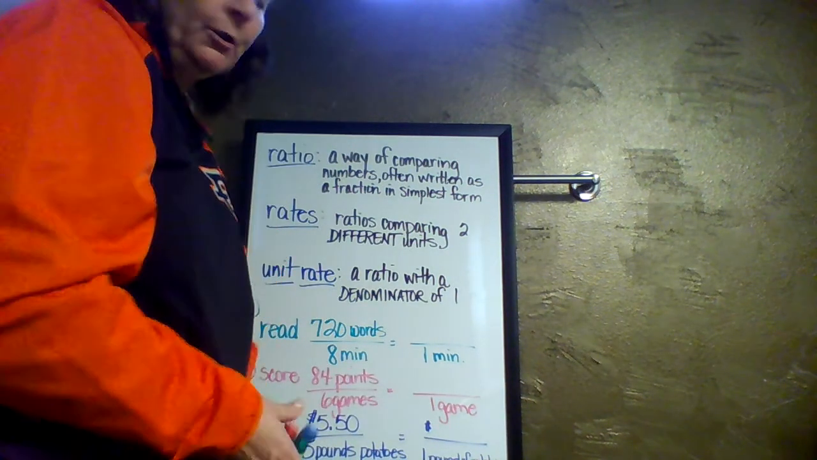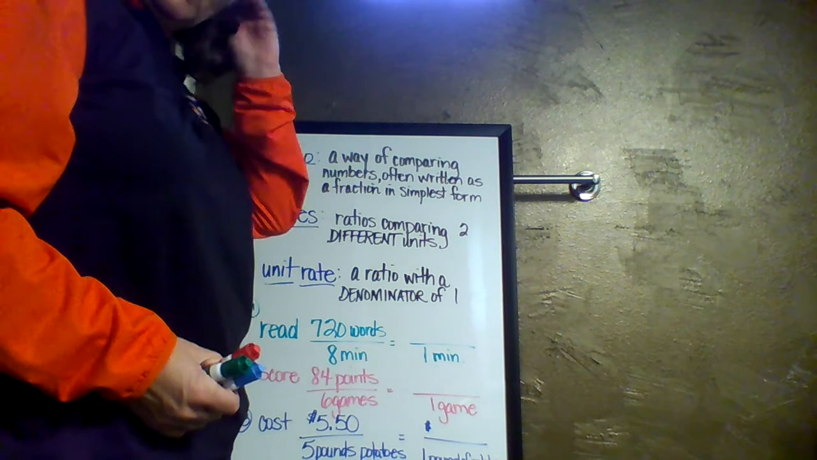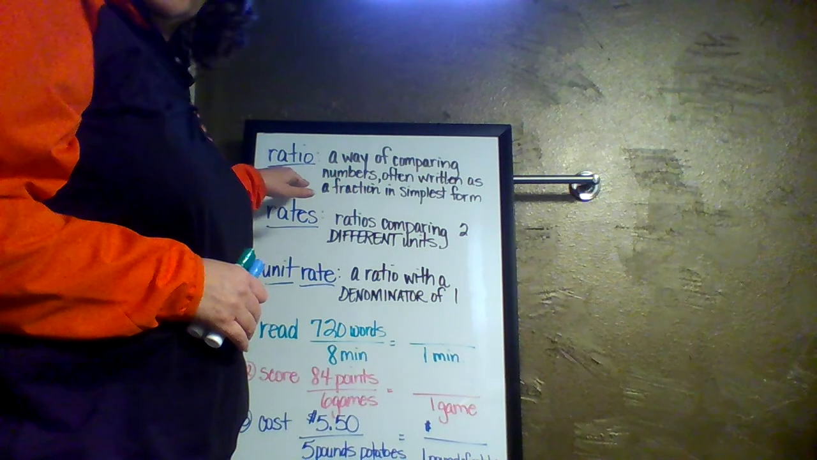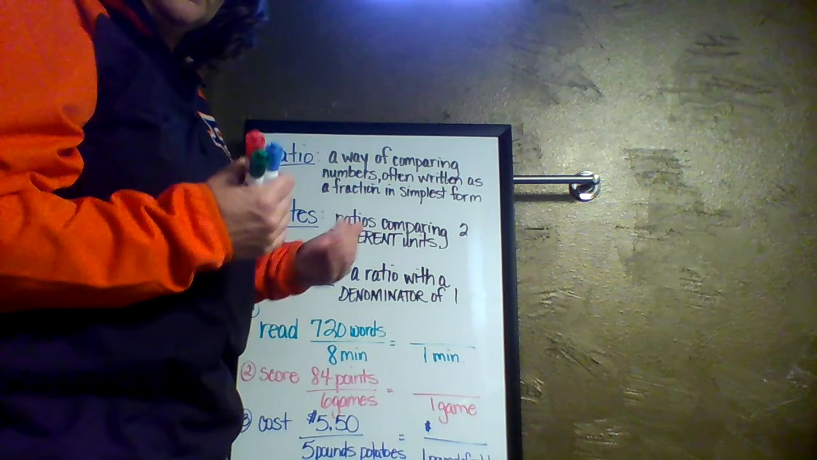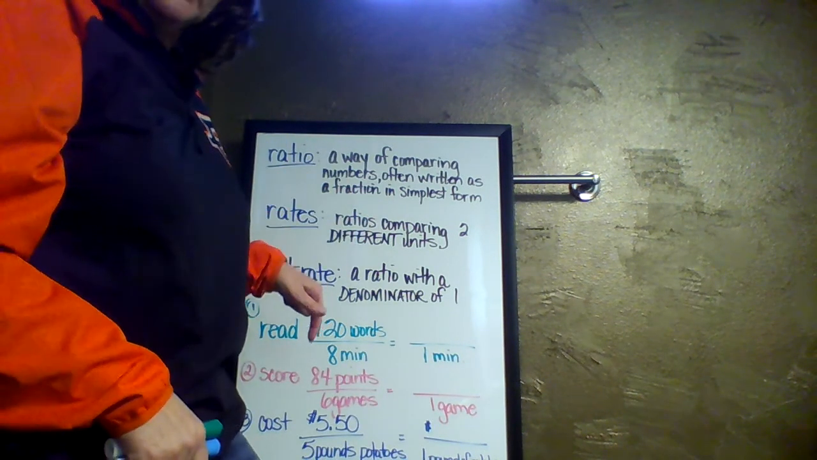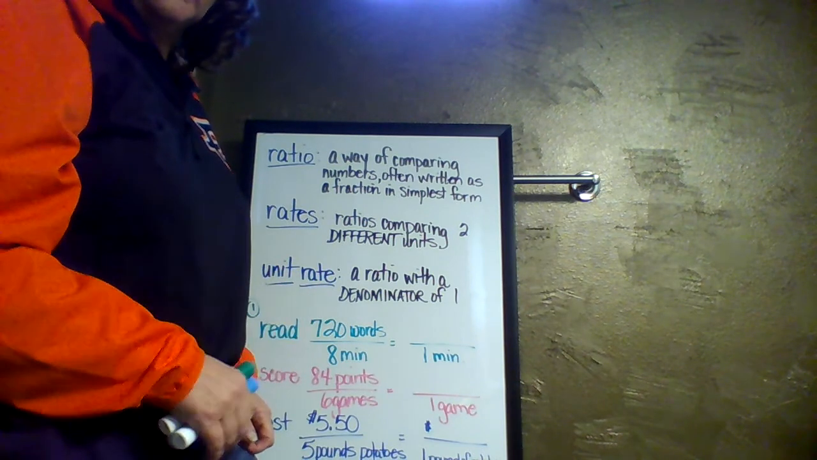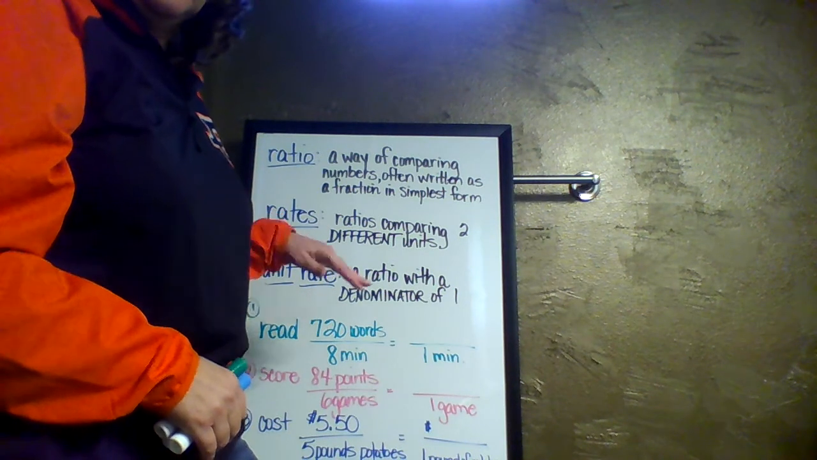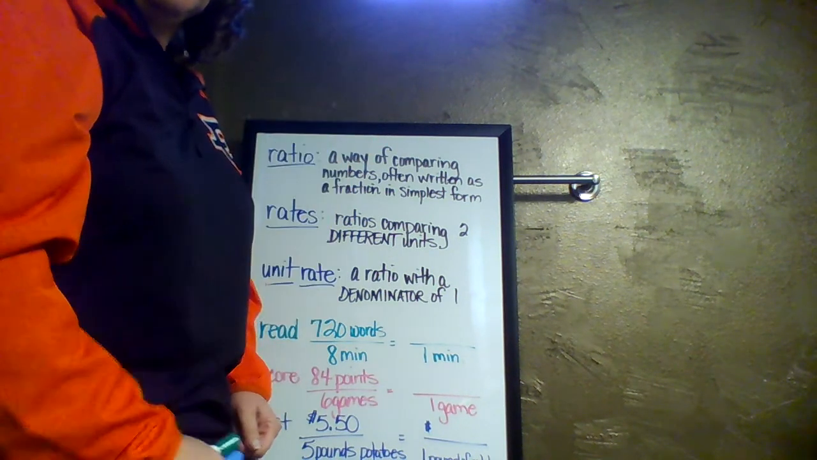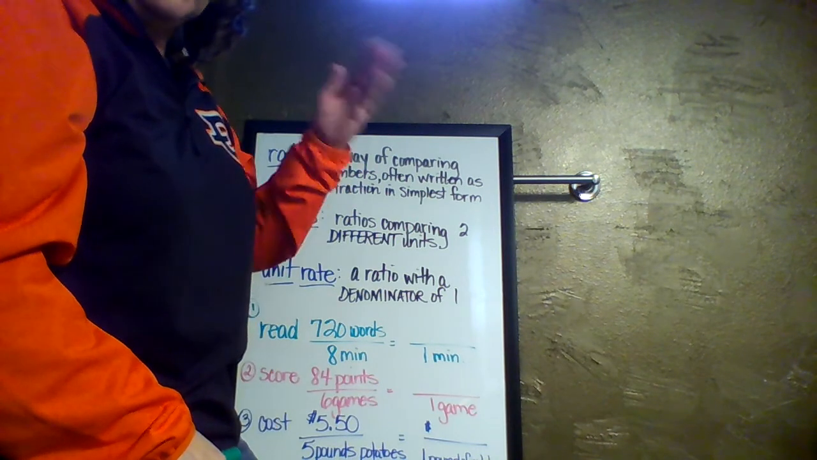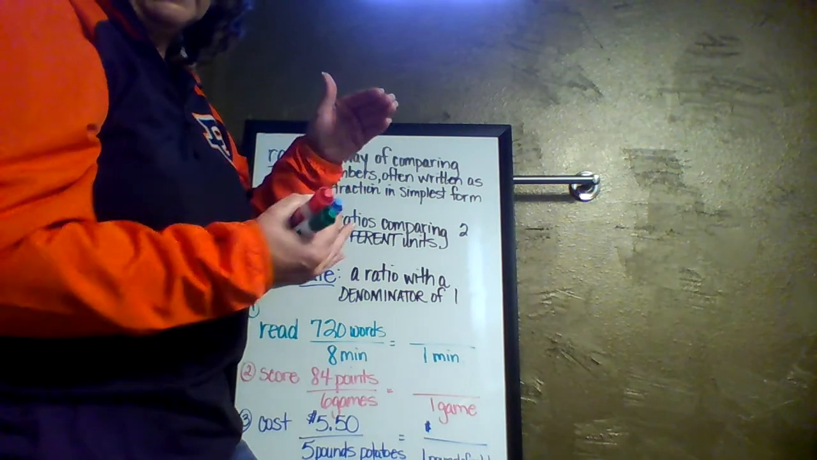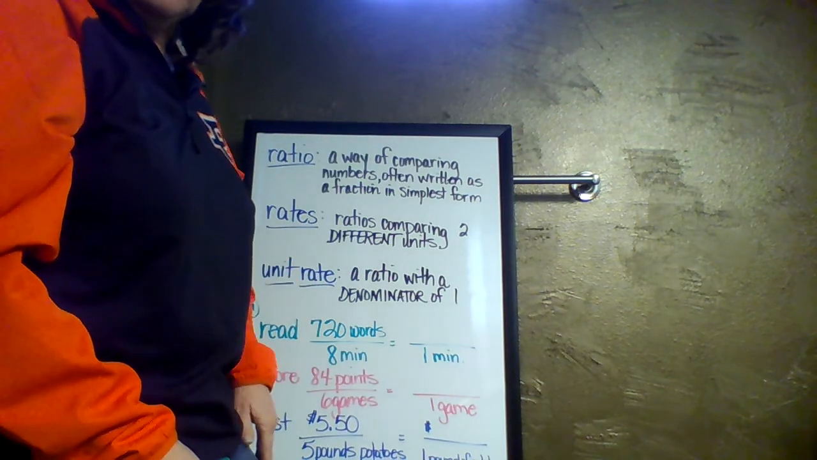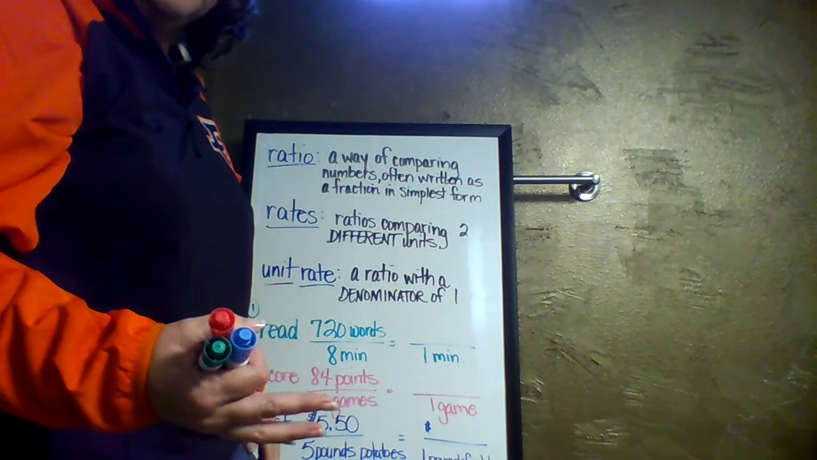Today we're going to learn about ratios, rates, and specifically unit rates. A ratio is a way that we can compare numbers, and it's often written as a fraction in simplest form. A rate is a special ratio that compares two different units, like miles per hour. Miles and hour are two totally different units. And a unit rate is a ratio that has a denominator of 1.